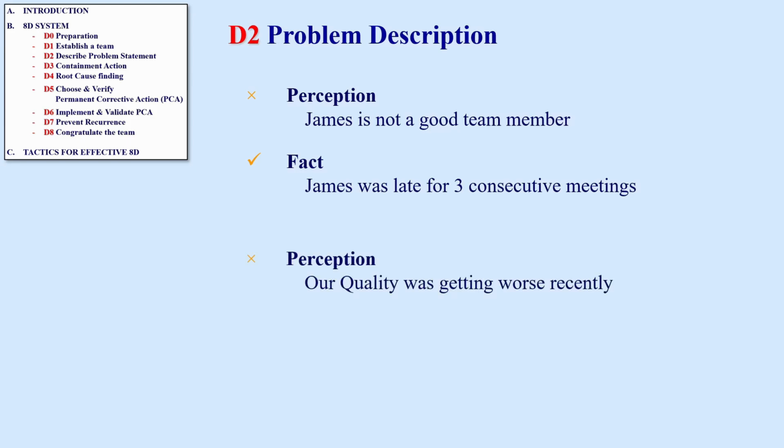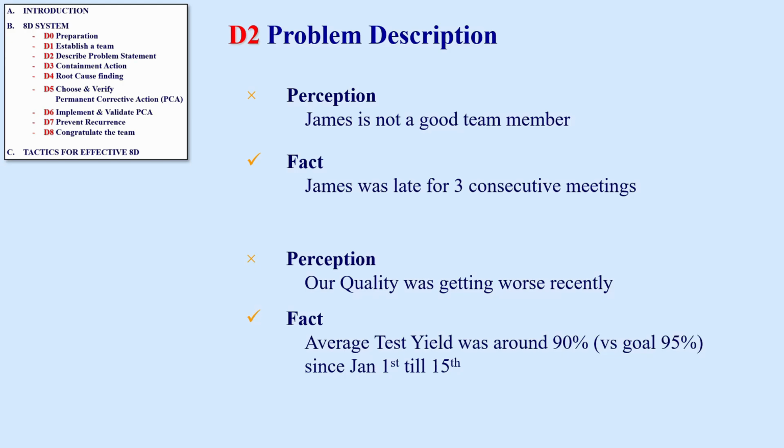Similarly, "our quality has been getting worse recently" is a perception. It might just be a feeling of the quality manager. To turn this into fact, instead, we should say something like, average test yield was around 90%, versus the goal of 95%, from January 1 to 15.